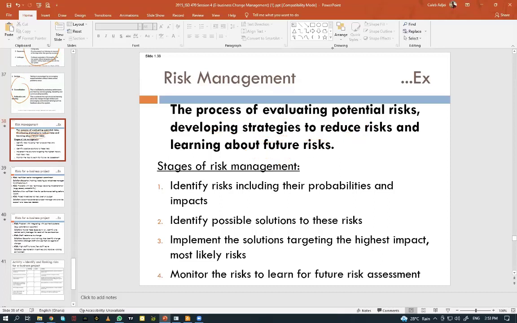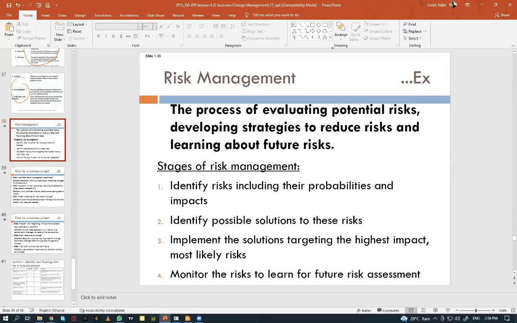So in the business world, we need to look at what is likely to cause a problem to the organization. Then knowing what is likely to cause a problem, we develop strategies that will help us reduce those problems or those issues. Then after developing those, we learn about it for future reference. What are the stages for managing risk? Number one, you need to identify risks, including the possibilities of them happening and their impacts.